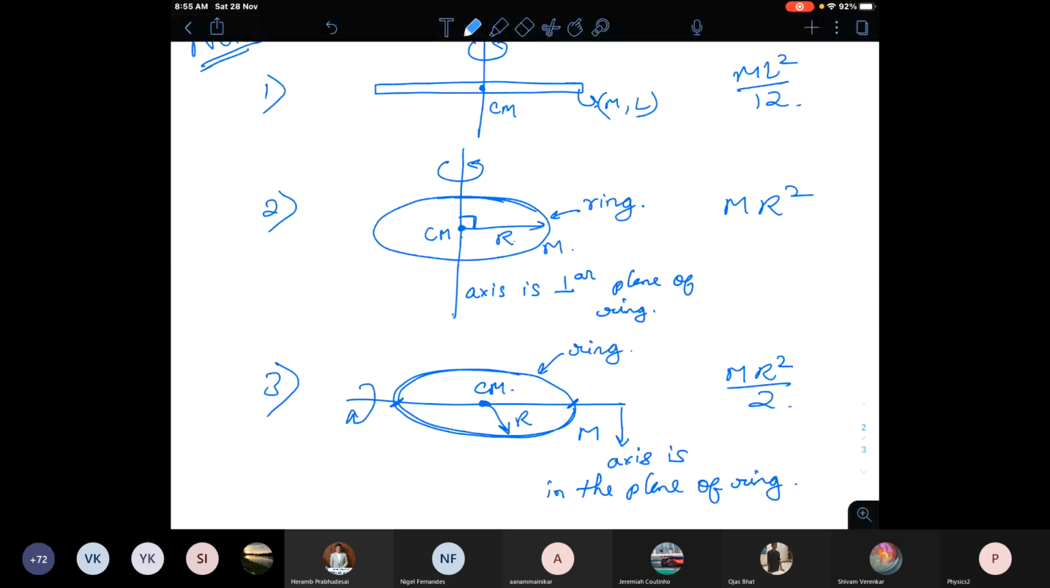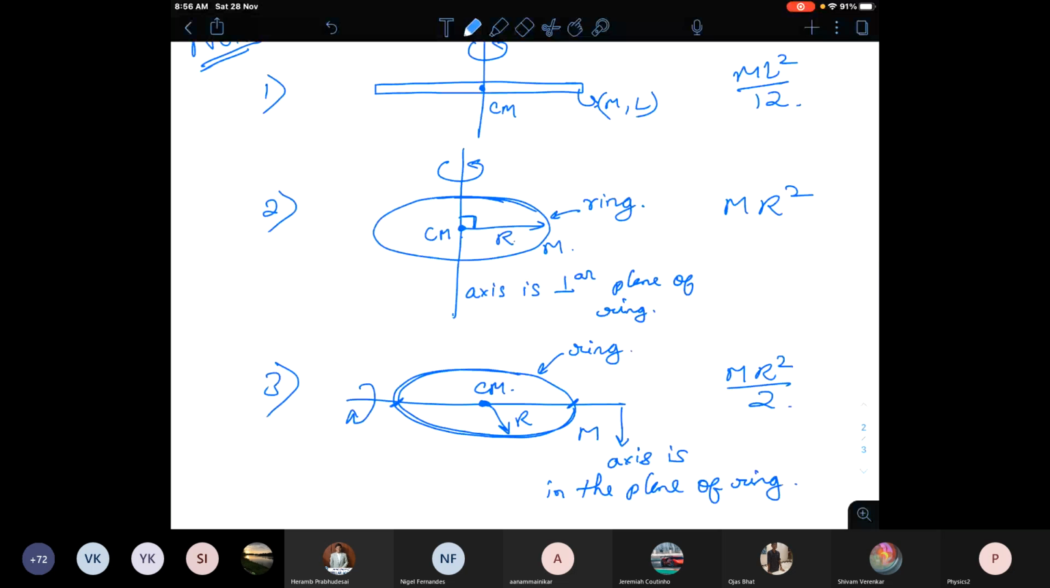So these are the two ways in which you can pass an axis through the center of mass in a disk. That is the second and the third one. You just have to remember these. All of these calculations were done by integration only. They were derived by integration.